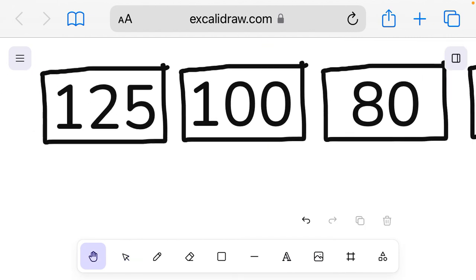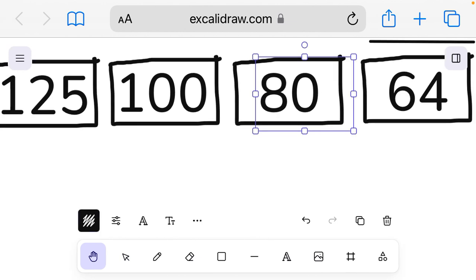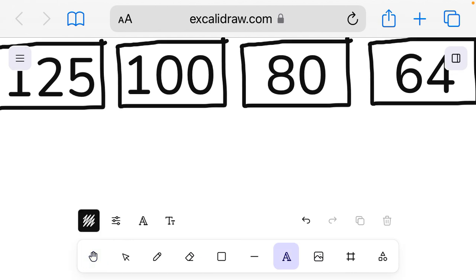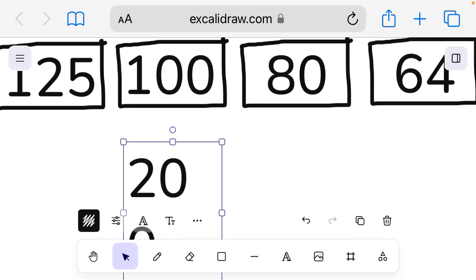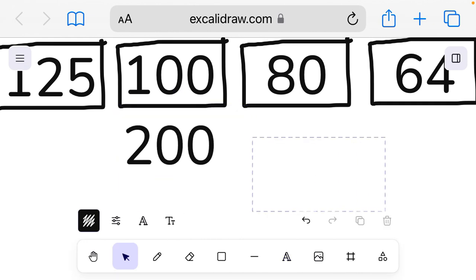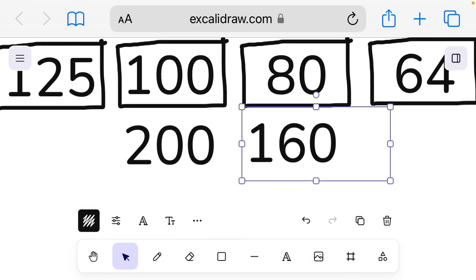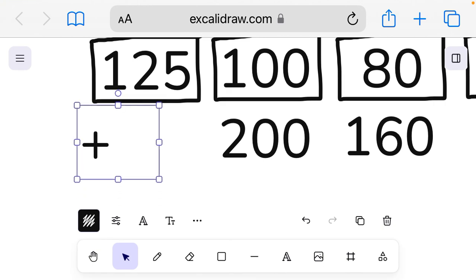And then all you do is multiply by 2, or double, the middle boxes. When I say doubling the middle boxes, I mean like do this. So 100 times 2 is 200. Just make sure you write that doubled number under the box. And then 80 times 2 is 160. And then all you do is add the results.